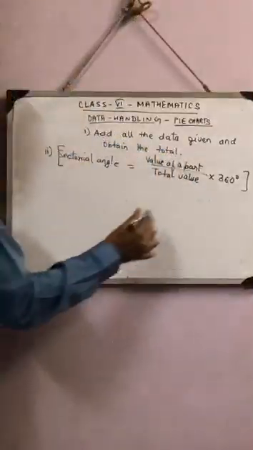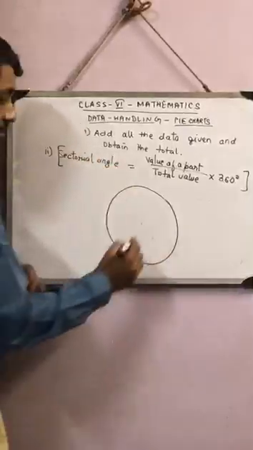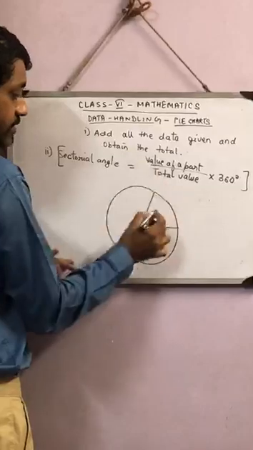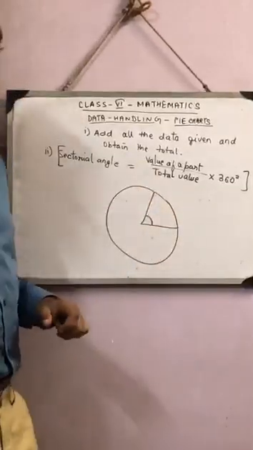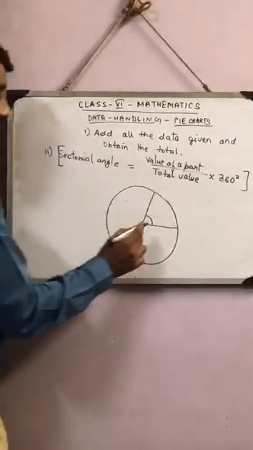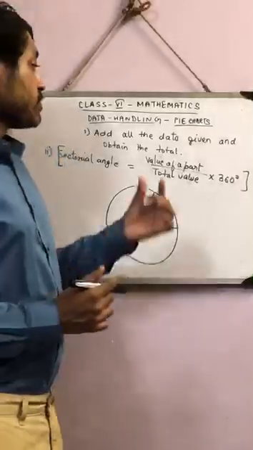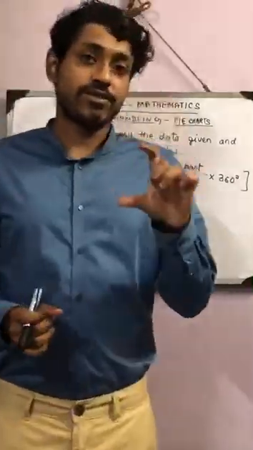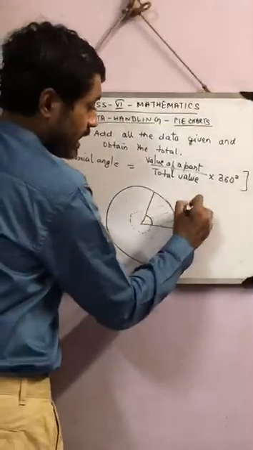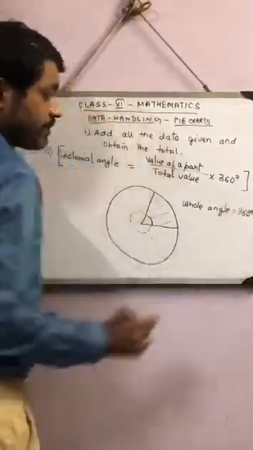I'll explain. Say this is a circle, okay, with the center here, and this is a sector. This angle is called the sectorial angle or the center angle, the angle subtended by this sector at the center. This part is the sector of that corresponding value. So value of a part by the total value, we get a fraction. Adding all the center angles, we get the whole angle. And what is the value of the whole angle? The whole angle value is 360 degree.